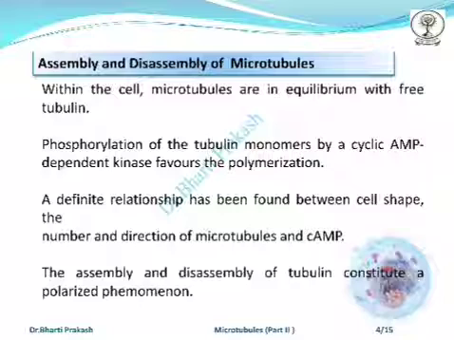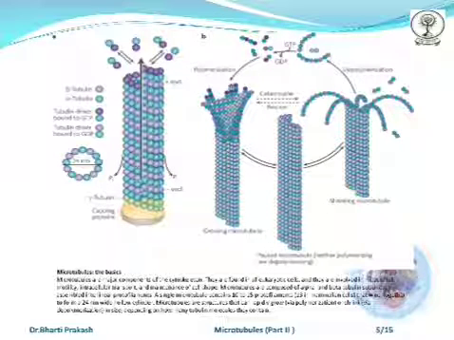Phosphorylation of the tubulin monomers by the cyclic AMP dependent kinase favors the polymerization. There is a definite relationship between cell shape and the number and direction of microtubules and cyclic AMP. The assembly and disassembly of the tubulin constitute a polarized phenomenon.